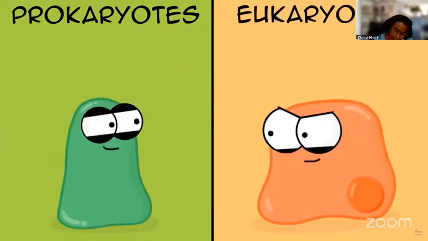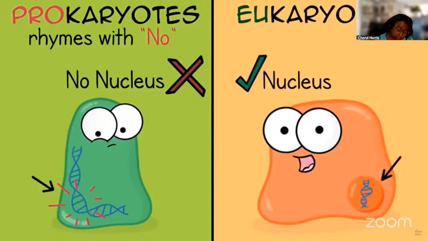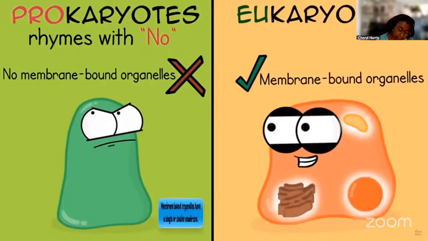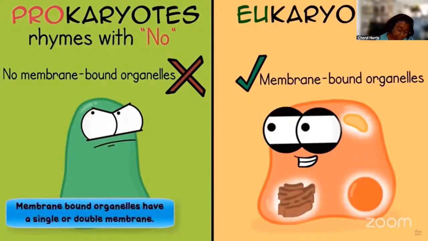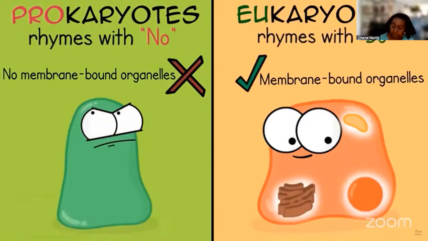But what makes them different is a big deal. Prokaryote, the pro rhymes with no, and they have no nucleus, which holds the genetic material and controls the cell's activities. Prokaryotes have no membrane-bound organelles. Membrane-bound organelles are fancy organelles like the nucleus and mitochondria and Golgi apparatus. Eukaryotes, the U rhymes with do, they do have membrane-bound organelles.